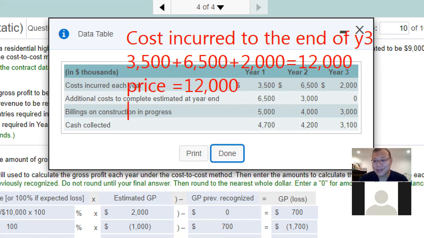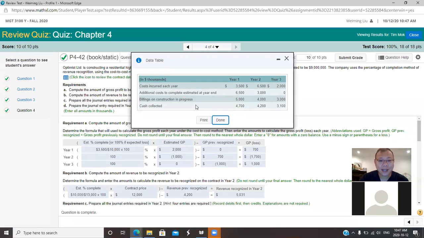So now this is not an onerous contract. So what's the profit? That's 0. No profit, right? Because the price equals the total cost. But it's not an onerous contract. So keep that in mind. Over 3 years, there is no profit, right? Okay, so here, let's take a look.